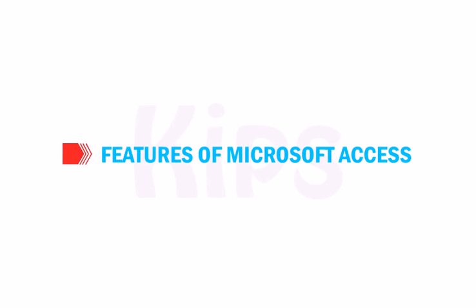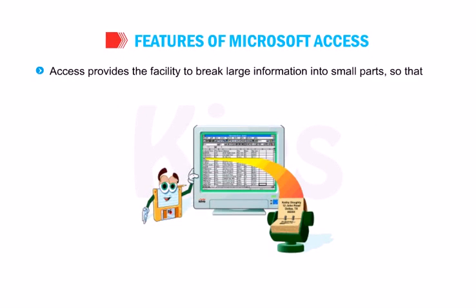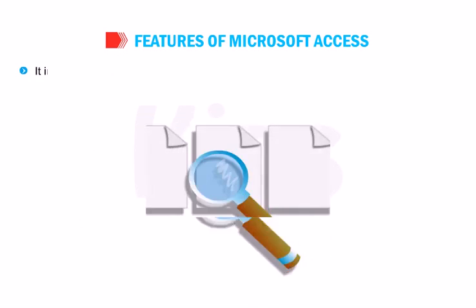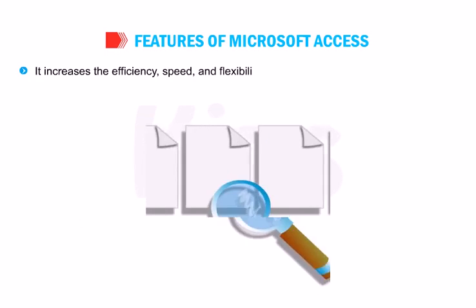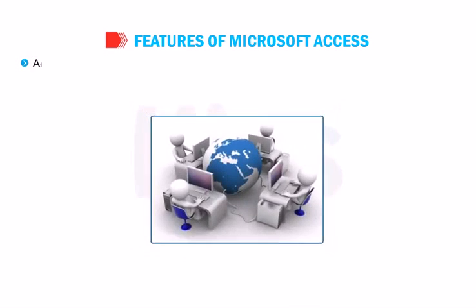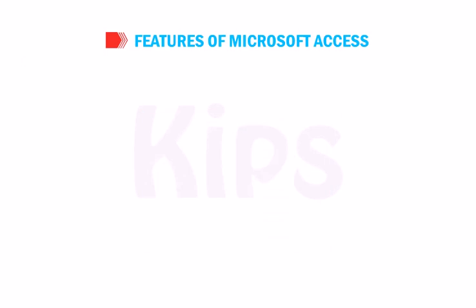Let's understand features of MS Access. Access provides the facility to break large information into small parts so that it is easy to access the information. Data redundancy, duplication of data, is reduced. It increases the efficiency, speed and flexibility in searching and accessing information. Access facilitates sharing of data. Different users can use the same database to extract data according to their needs.